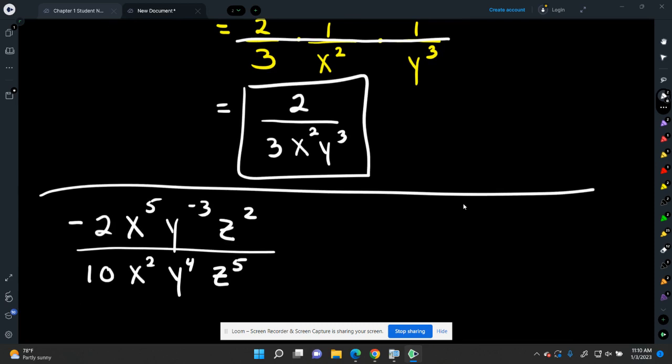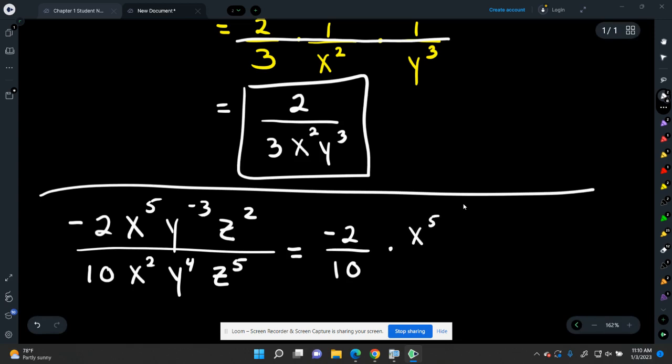Okay, so what are we going to do? Separate them. Negative 2 over 10 times x to the 5th over x squared times y to the negative 3rd over y to the 4th times z squared over z to the 5th.